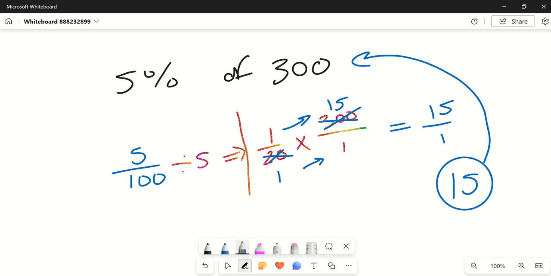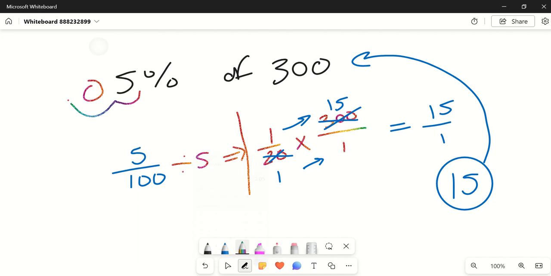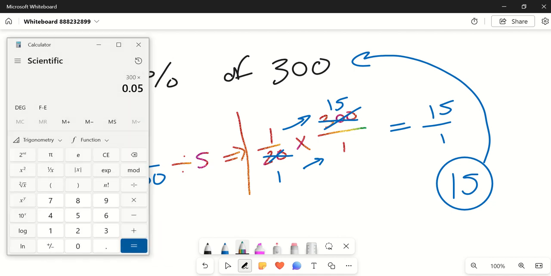The other method would be, and I know that this isn't asking for the other method, but remember, I could turn this into a decimal by jumping twice to the left. So I can check my answer. 300 times 0.05 should equal 15, and it does. Therefore, my answer is correct.